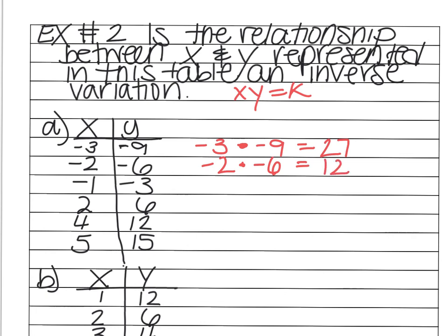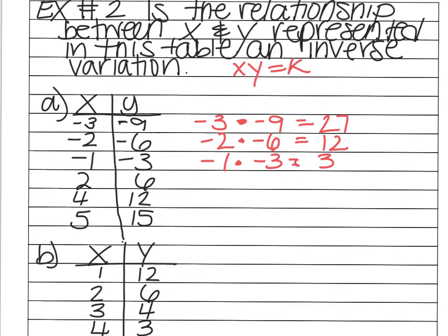And I technically can stop there, and I'll explain why in a second, but I just want to prove it one more time. -1 times -3 gives you 3. And if you notice, when I multiply, I am not getting the same numbers here, which is my k. So k is not constant. So that means that this is not an inverse variation.